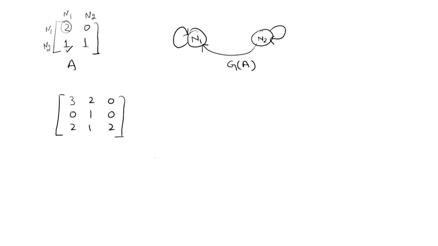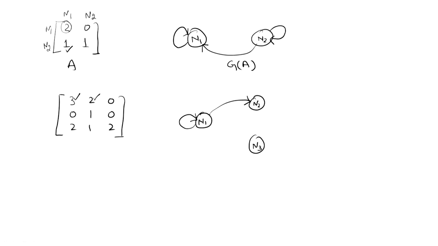Here it is a 3 by 3 matrix. So the graph of this matrix will have 3 nodes, let us say n1, n2, and n3. I have an edge from n1 to n1 due to this non-zero entry. Then I have an edge from n1 to n2 due to this entry. For 1 to 3, I have 0, so I do not have any edge from 1 to 3.